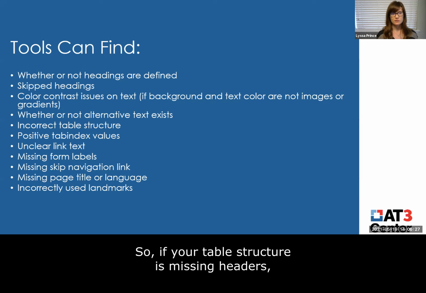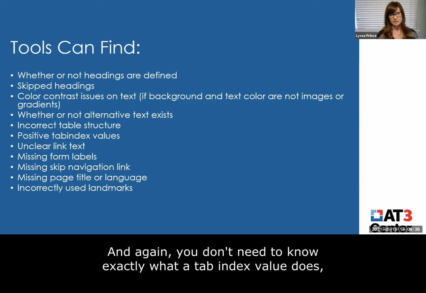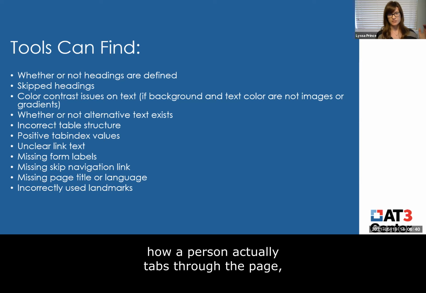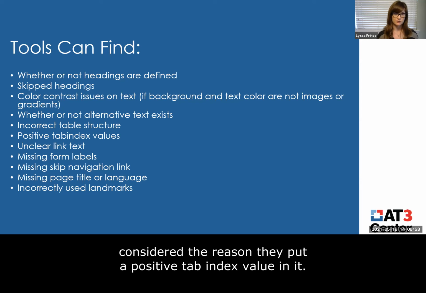Incorrect table structure. So if your table structure is missing headers, it'll be able to find that normally. Positive tab index values. And again, you don't need to know exactly what a tab index value does, but positive tab index values can mess with how a person actually tabs through the page through any interactive things such as links, buttons, anything like that. So that can typically cause an issue unless somebody's actually really considered the reason they put a positive tab index value in it. Unclear link text.